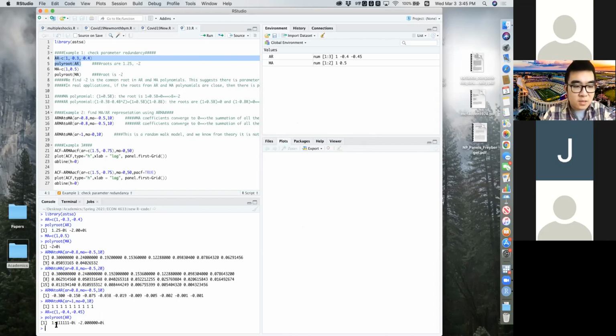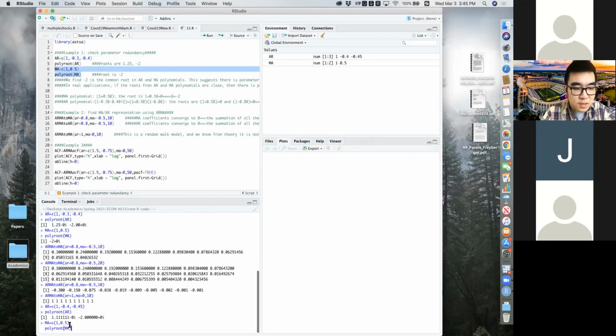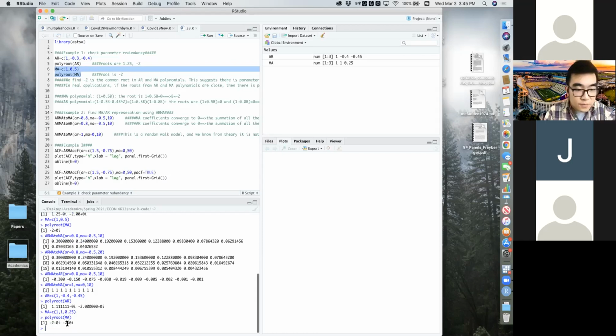So that's the AR part. The roots are 1.111 and -2. And the MA part has roots 1 and 0.25. Wait, so -2 and -2, exactly the same. So this suggests there's a parameter redundancy problem. Okay, any questions?